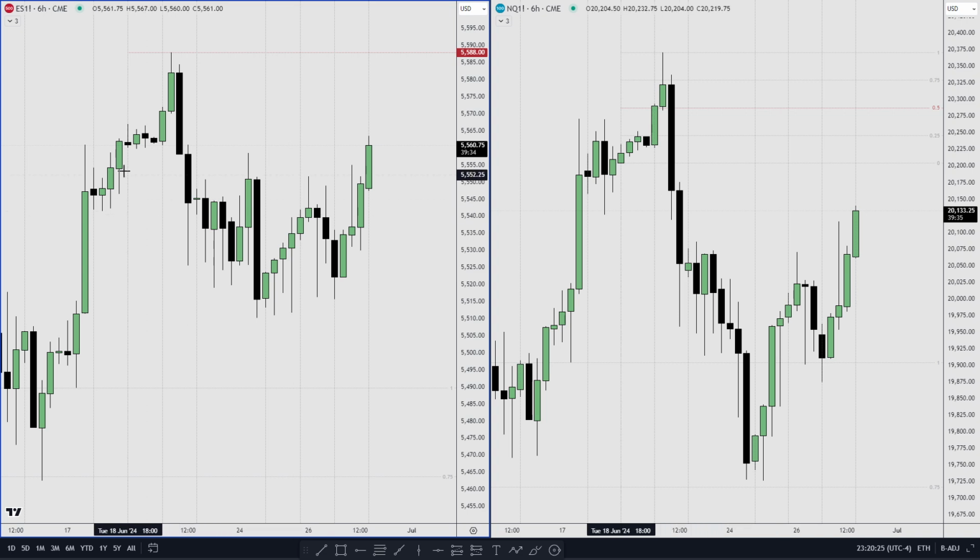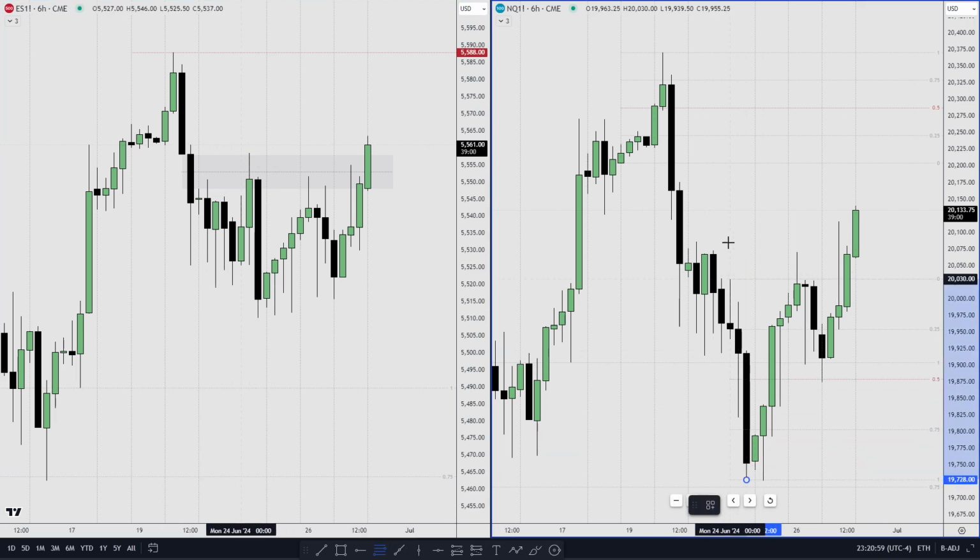For ES, I would focus on this inversion fair value gap if it is able to close above. This is an inversion fair value gap because this fair value gap was utilized to send the price lower to take out a short-term low. For NQ, I would prefer to use this order block right here, because for NQ we are slightly bearish, which means the strength is not there.